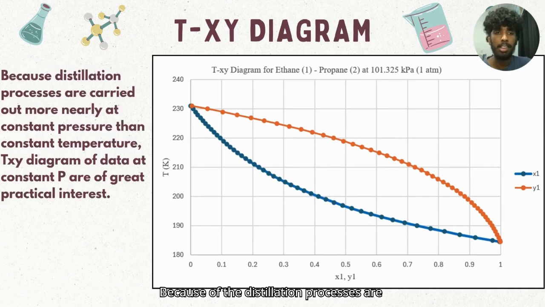Because distillation processes are carried out more nearly at constant pressure than constant temperature, the TXY diagram of data at constant P is of great practical interest.